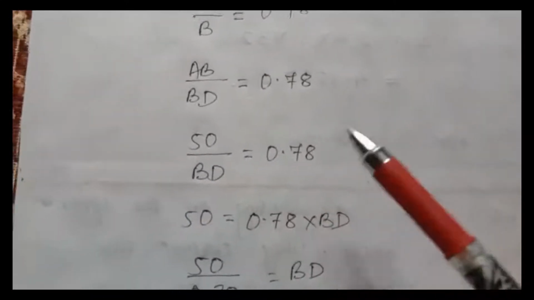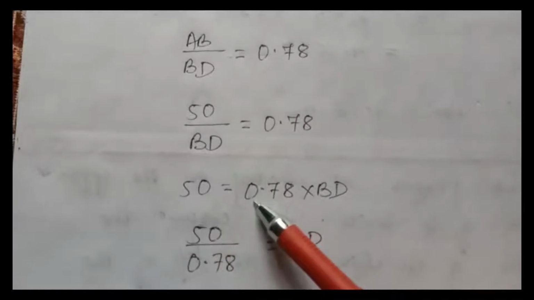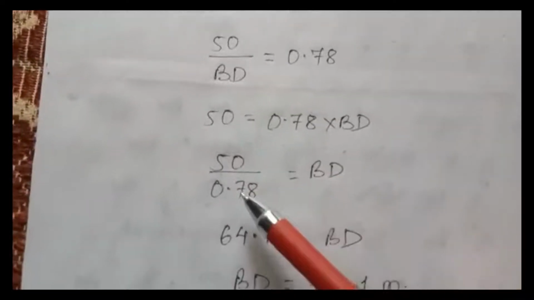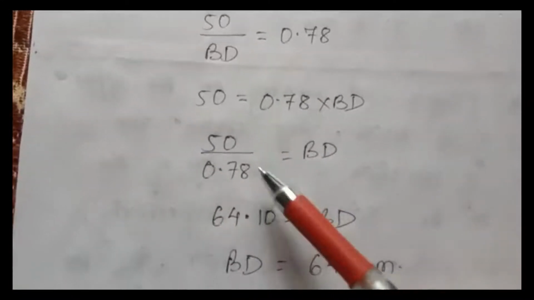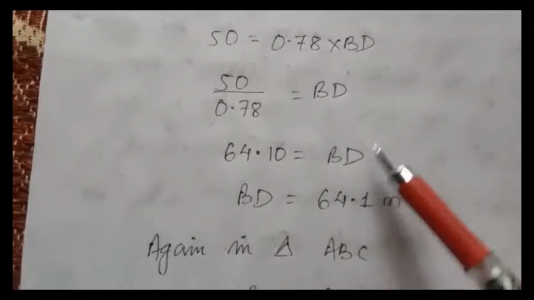Now cross multiplication, 50 is equal to 0.78 into BD. Now we need the value of BD. BD is 50 divided by 0.78. So on division you'll get 64.10. It is the value of BD.